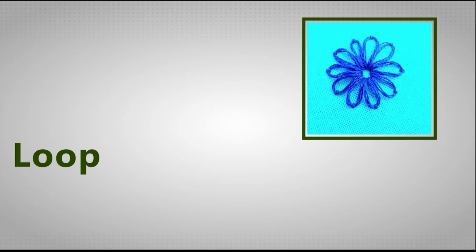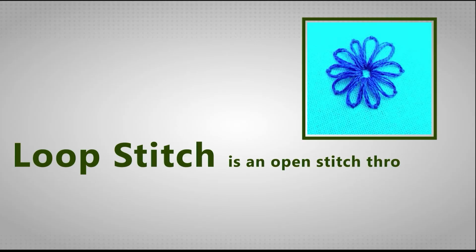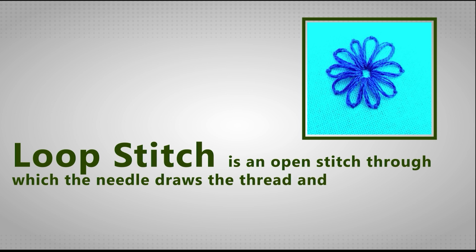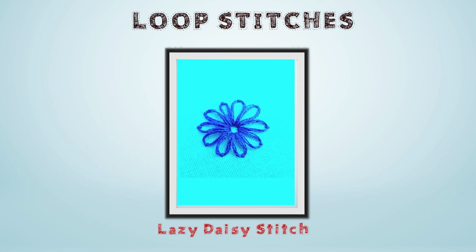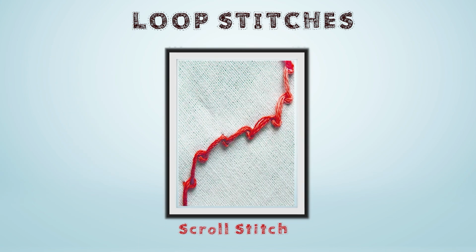Next category is loop stitches. Loop stitches are those stitches that use loops in the pattern or process of embroidery. Simply, we can say that loop stitch is an open stitch through which the needle draws the thread and leaves a loop on its way to the next stitch. Chain stitch, lazy daisy, coral stitch and scroll stitch are some types of loop stitches.